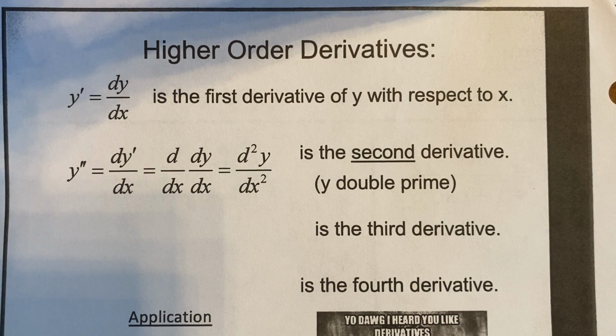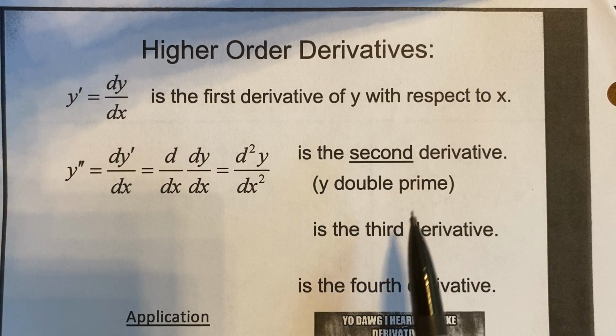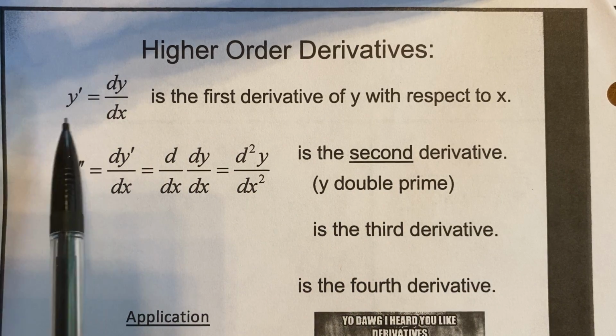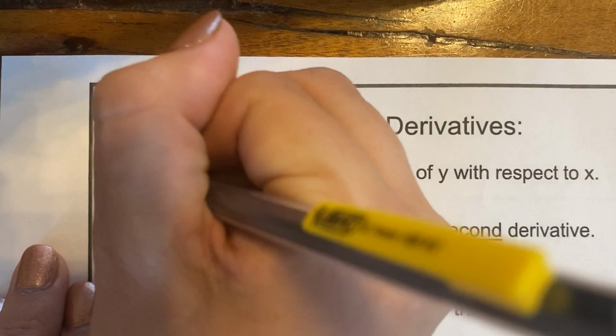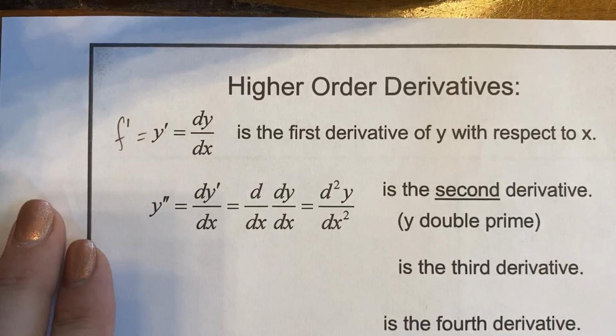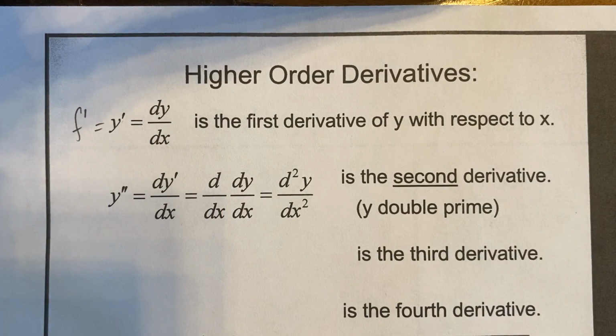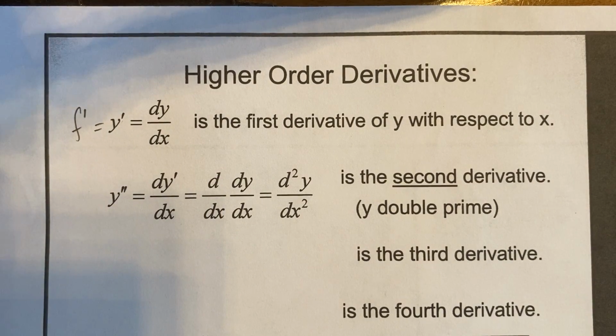Okay, so we've taken one derivative so far, and we're going to learn how to take what's called the second derivative, the third derivative, etc. So here's the notation. There's equivalent notation. Y prime, you could also call this F prime, or dy dx. Those are both representing the first derivative of y with respect to x.